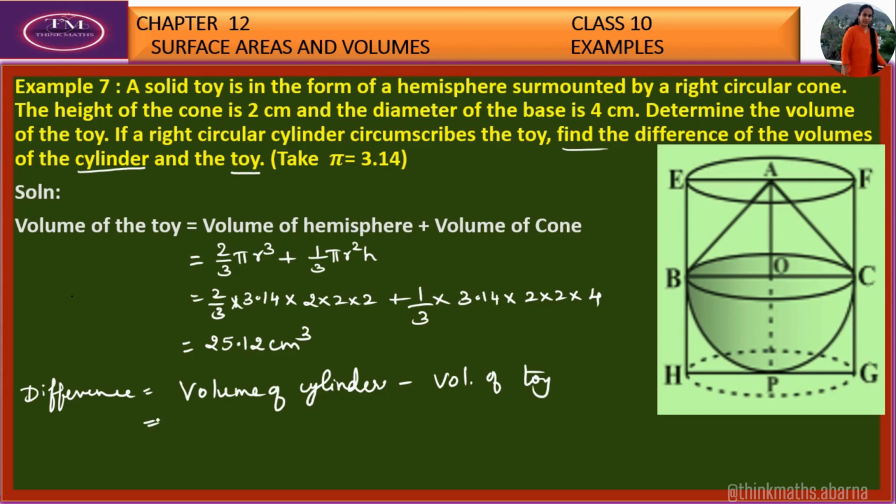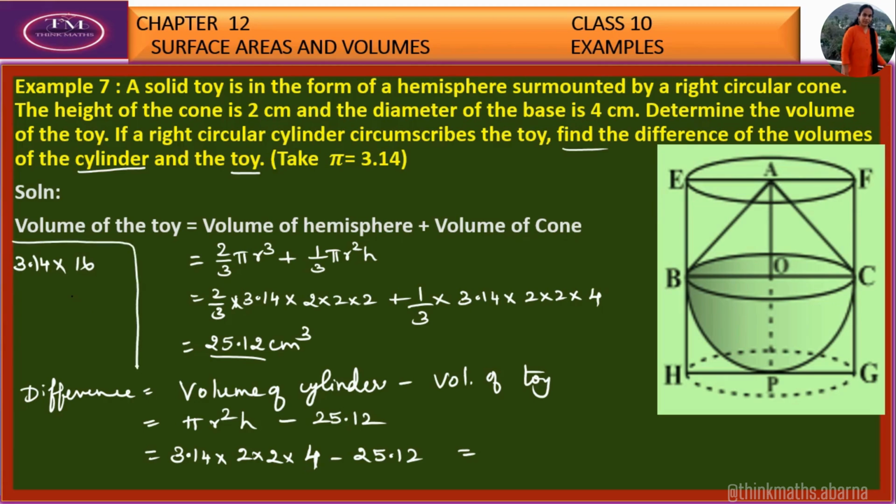What is the volume of the cylinder? It is nothing but pi r square h minus the volume of the toy, 25.12. Pi value is 3.14, r is 2, so 2 into 2, h is 4, minus 25.12. So what value does it take? 3.14 into 2 into 2 into 4. So now it is 3.14 into 2 into 2 is 4, 4 into 4, 16. So let us do the calculation here.